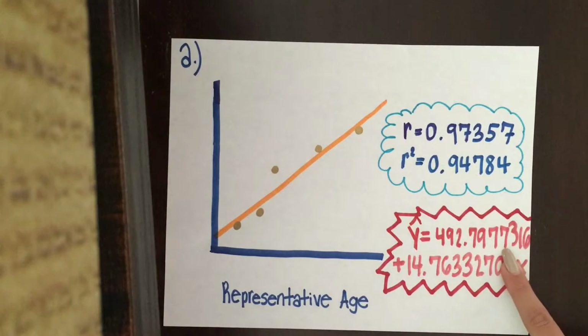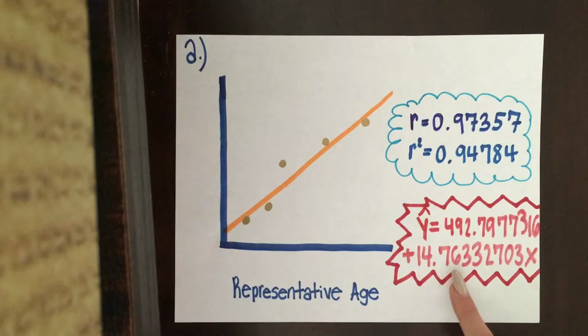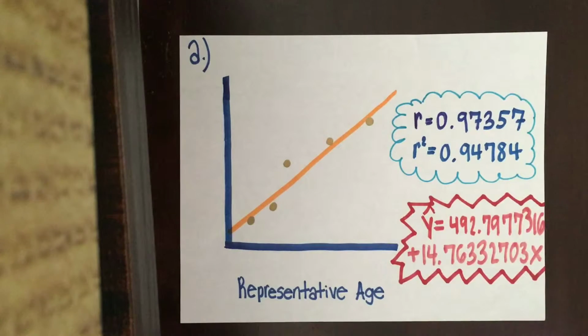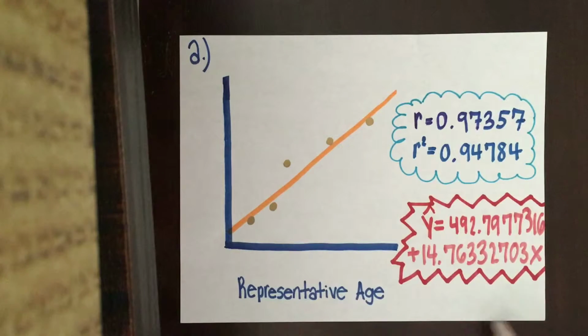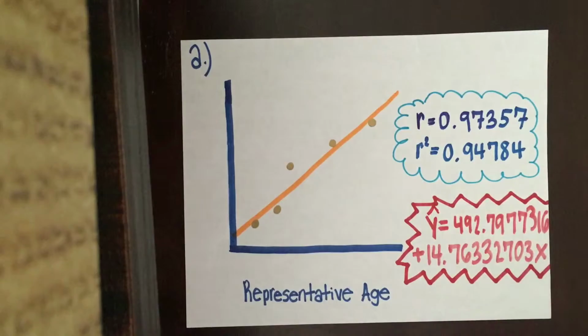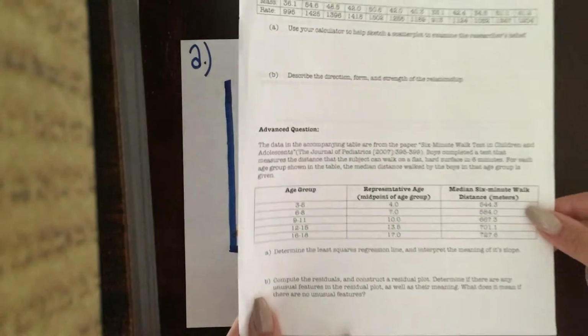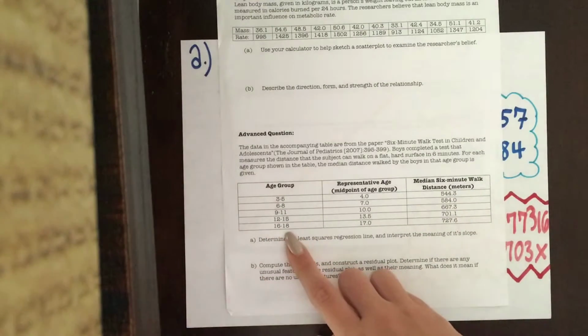Because our projection starts at 3 rather than 0, we can't adequately say that 492.7977 will give us an accurate projection. However, we can use the slope, 14.7633, meaning that every time the child's age increases by 1 year, the median distance they're able to travel increases by this amount, 14.7633 meters. However, this does only apply to the age groups 3 through 18.